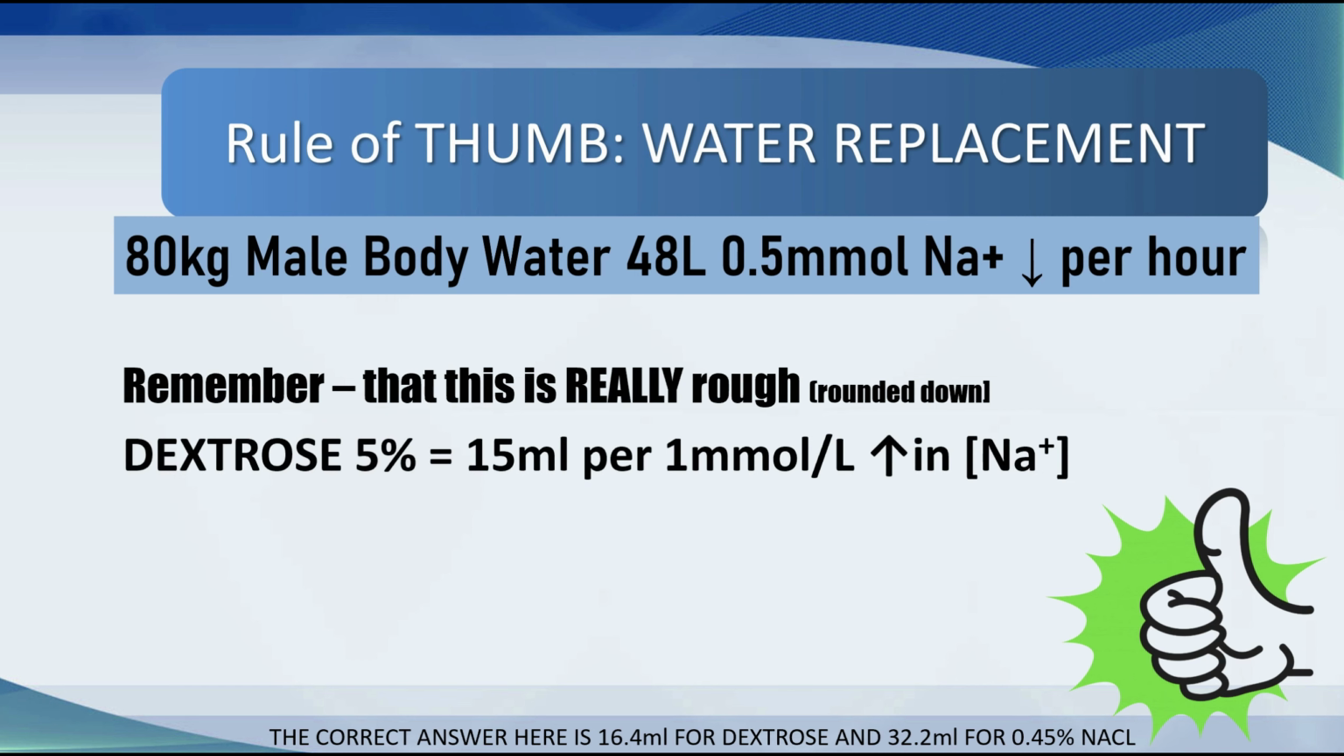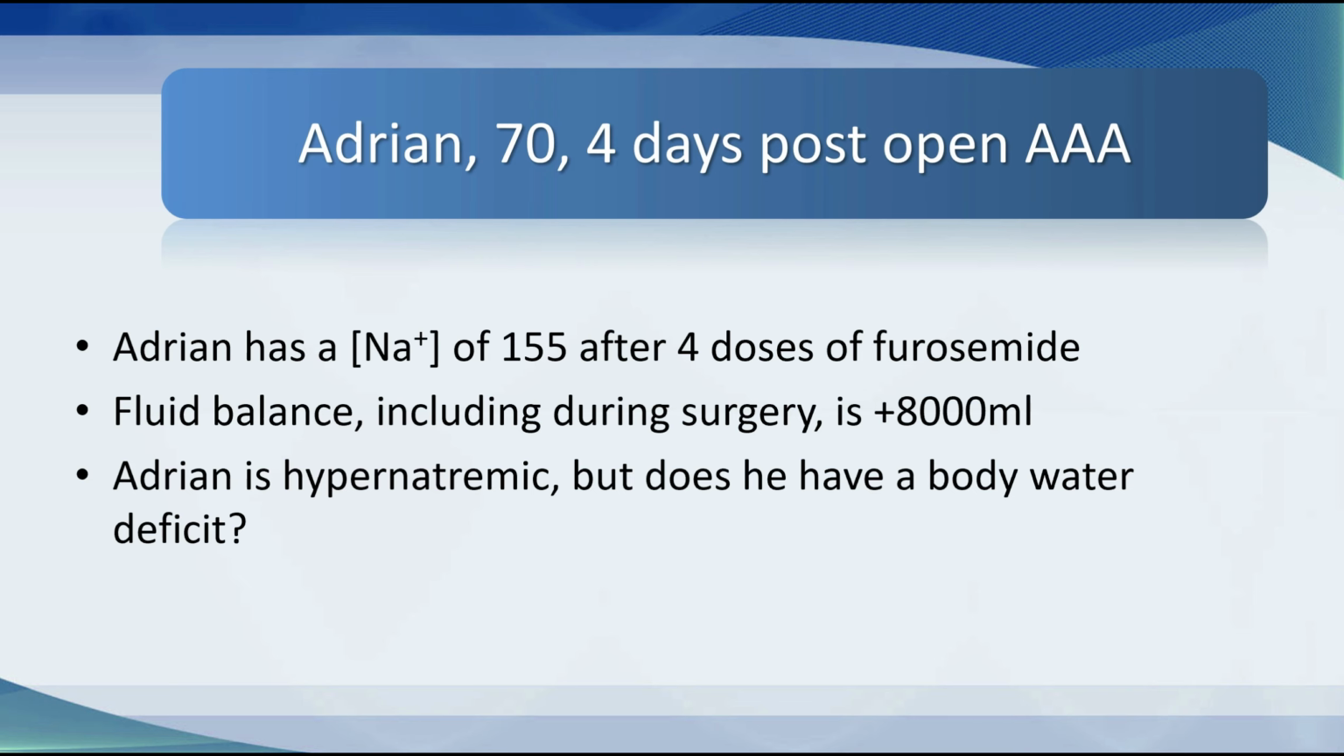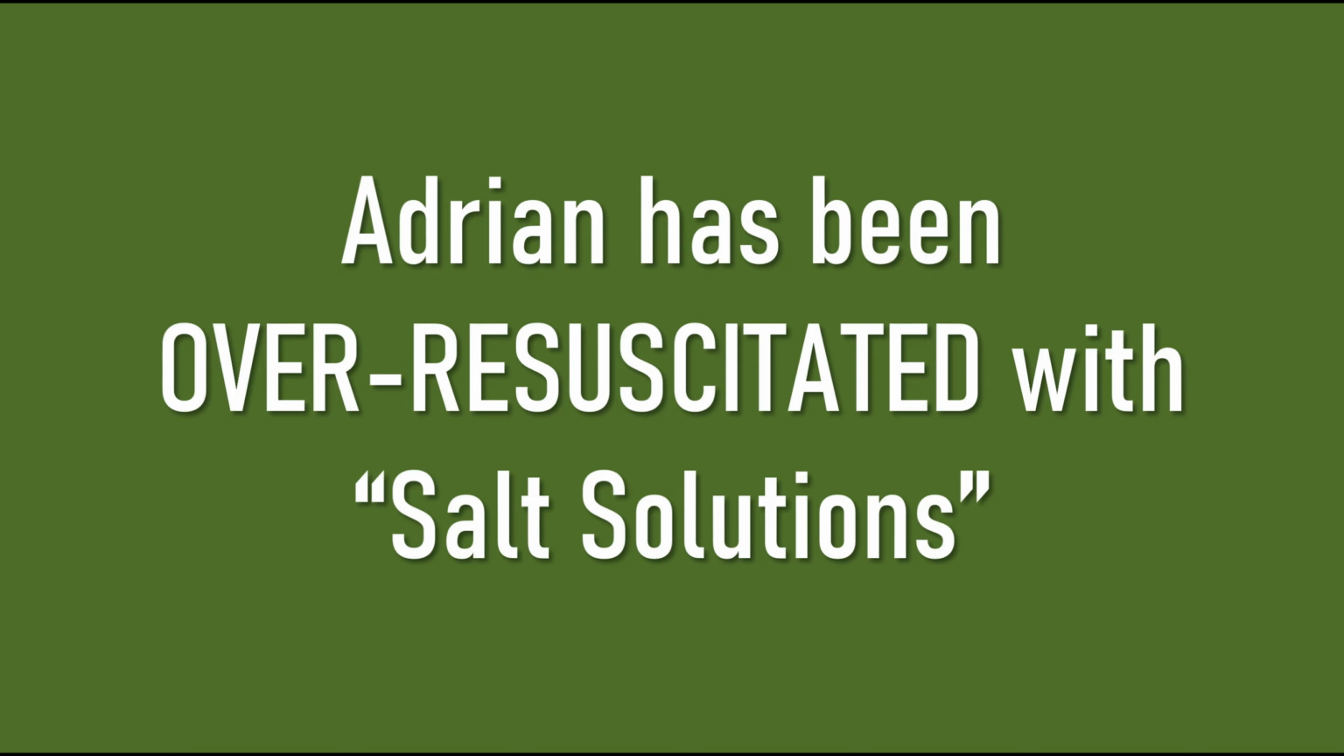Adrian is 70 years old, and 4 days ago he had an open abdominal aortic aneurysm repaired, and now he's doing well and he's in the high dependency unit, or the ICU. He has a sodium of 155 millimoles per litre after 4 doses of furosemide. His fluid balance, including during surgery, is 8 litres positive. Adrian is hypernatremic, but does he have a body water deficit? I would argue that Adrian has been over-resuscitated with salt solutions.